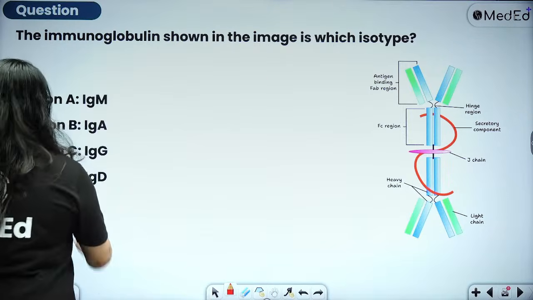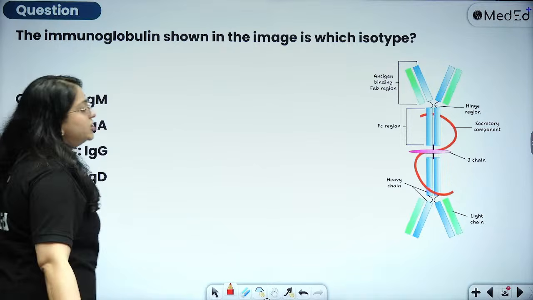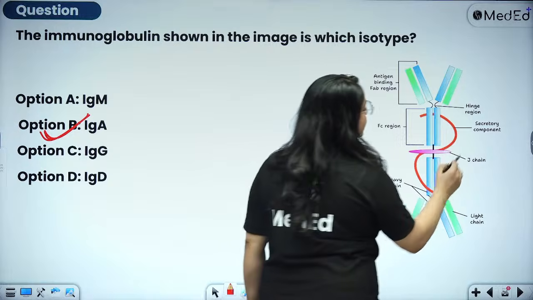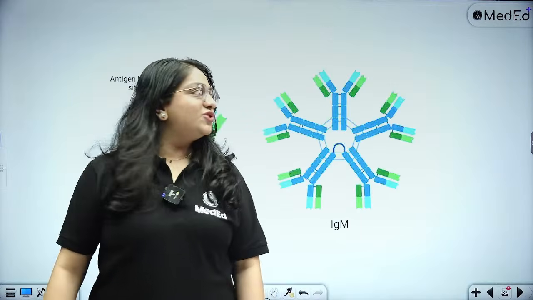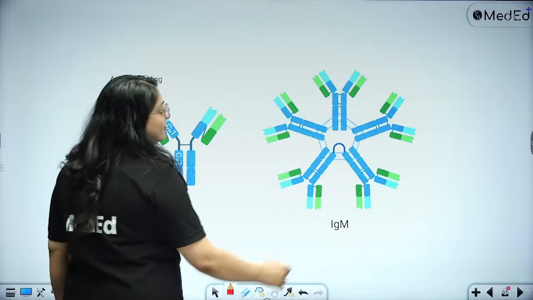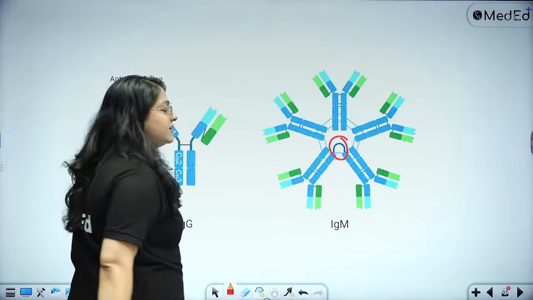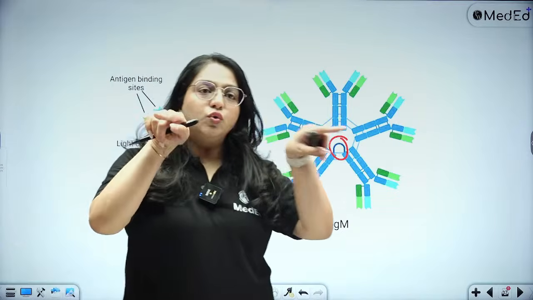Yes, option B, IgA. This is IgA. You can see that this is the secretory component and this is the J chain. In which other antibody is this J chain present? In IgM, which is a pentamer. You see this J chain which is connecting the adjacent units.